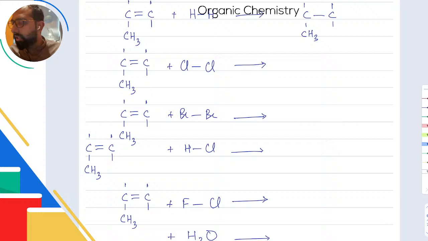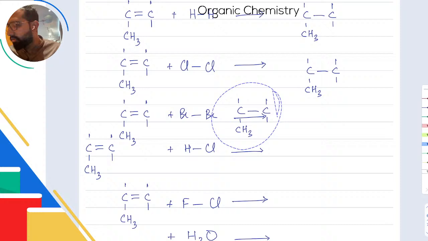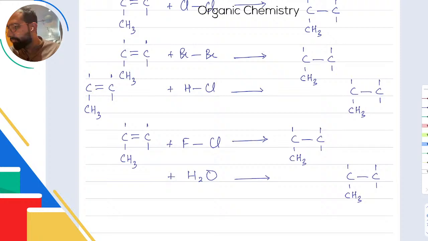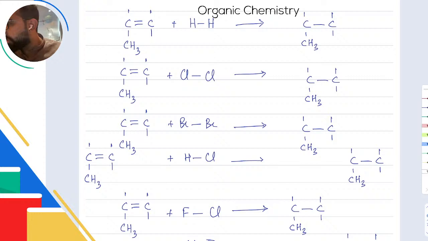One, 2, 3, 4, and 5. Okay, so let's add them. In this first one, I am going to add hydrogen. So one is added to the first carbon, one is added to the second carbon. There you go.